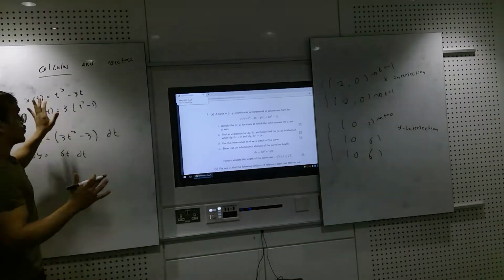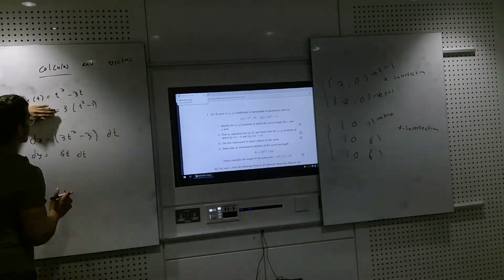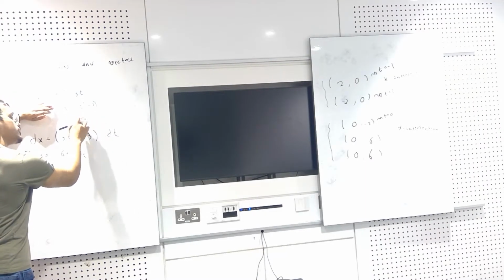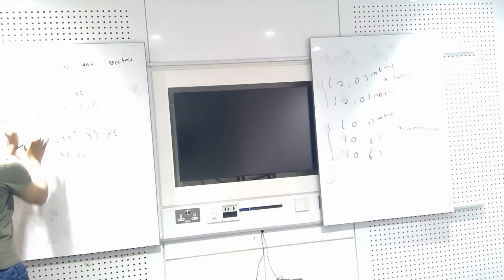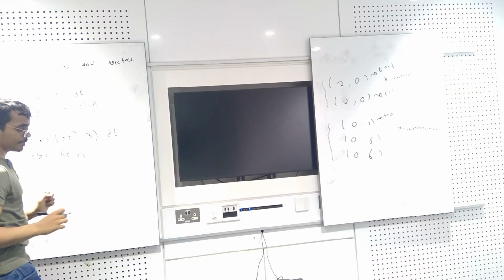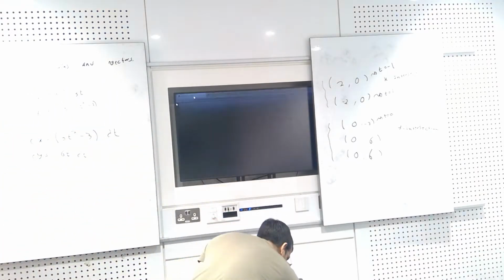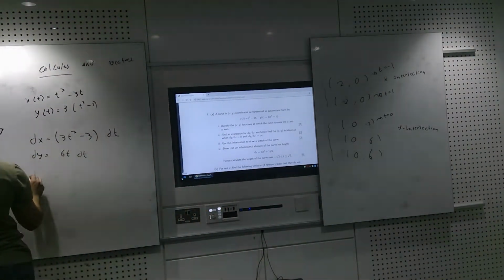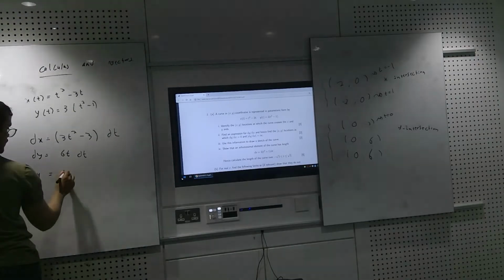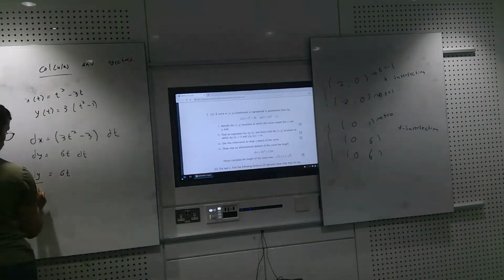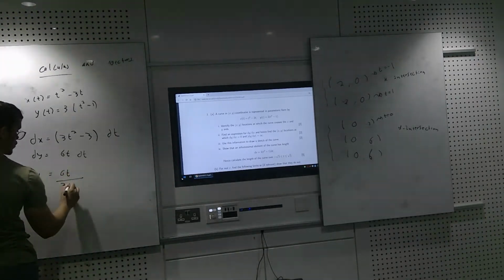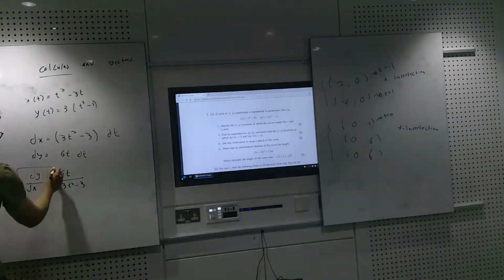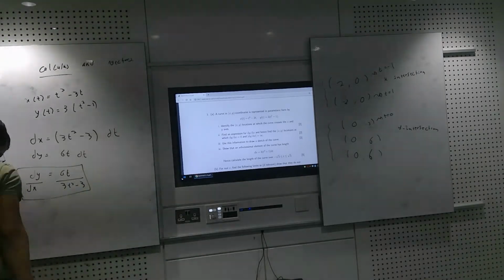You differentiate y with respect to t, it becomes 6t, and this is dy/dt. So the question wants dy divided by dx. So dy/dx equals 6t divided by 3t squared minus 3, and dt will cancel.